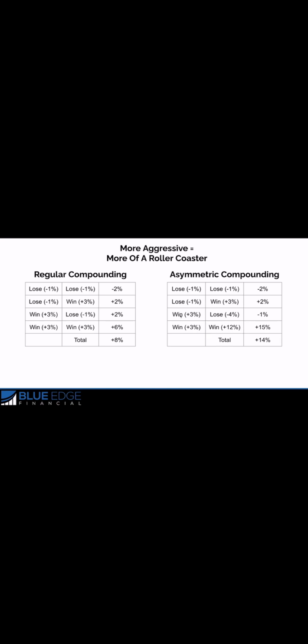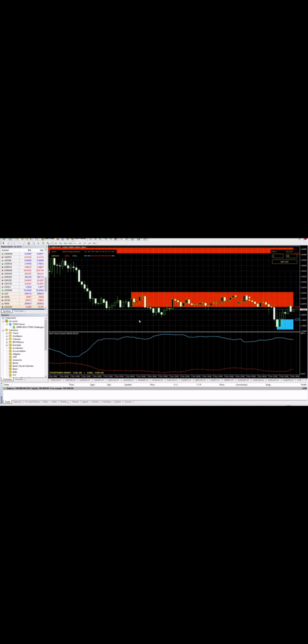So anyway, guys, that's how asymmetric compounding works. I just want to show you guys one more thing. So I'm going to go over to the MT4 platform and show you one more thing real fast of just how you can implement this right now with the BSI tool, for example. So I just wanted to show you this.